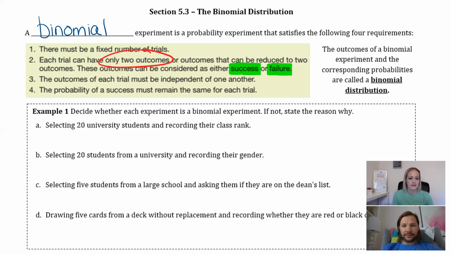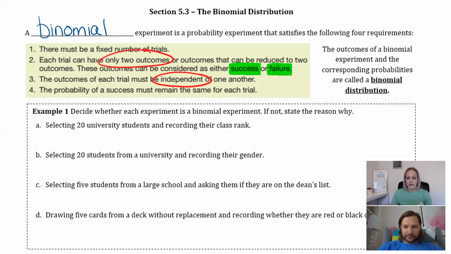The third requirement is that the outcomes of each trial must be independent of one another. And then the fourth is that the probability of a success must remain the same for each trial. Okay, and then off to the side there, it says that the outcomes of a binomial experiment and the corresponding probabilities, when you put those together, we get what's called a binomial distribution.